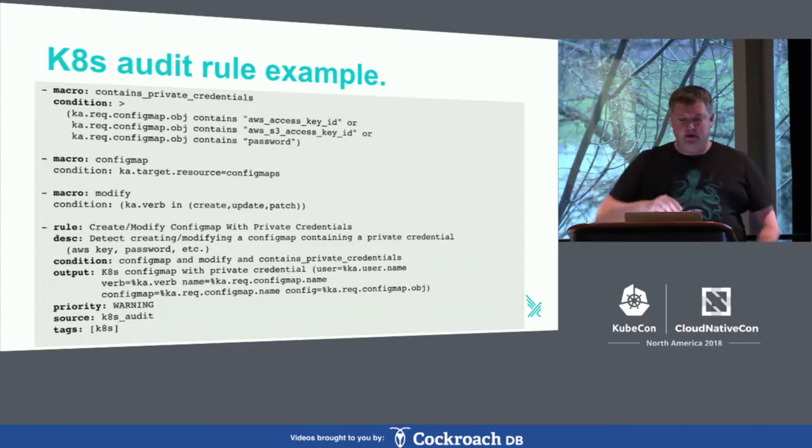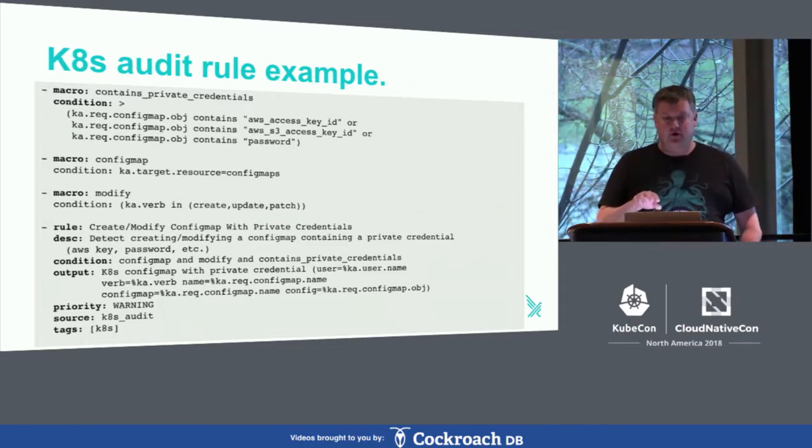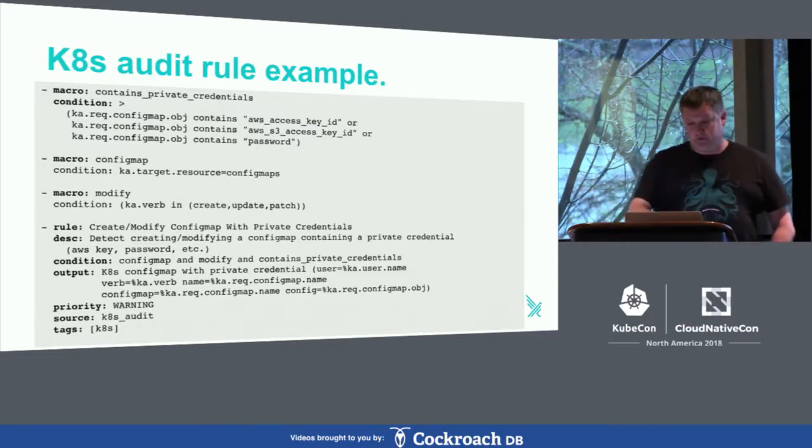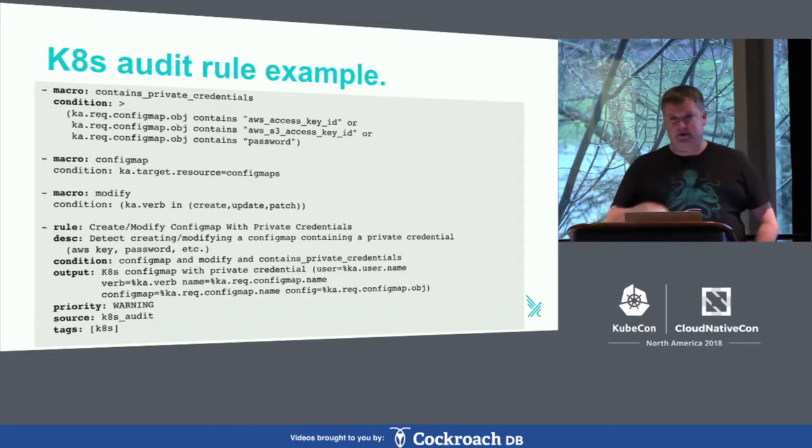Going top down, the first thing we do is define a macro that's called contains private credentials. The goal of this rule is to look for somebody who created a config map and put their AWS key in there. Like, don't do that. But if you do, then we've got a Falco rule to slap you on the wrist.